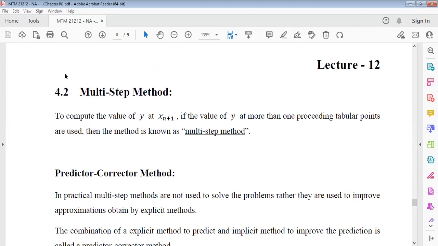Now the multi-step method says to compute the value of y at xn plus 1. Let's say you have to find the value at xn plus 1, for example, what is y of 4, and the values of y at more than one preceding tabular points are used.